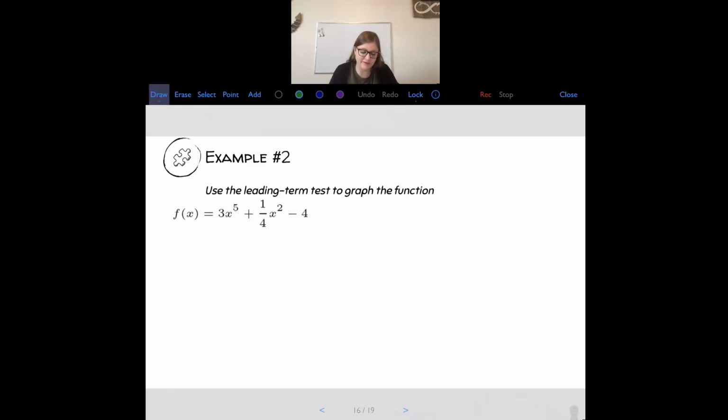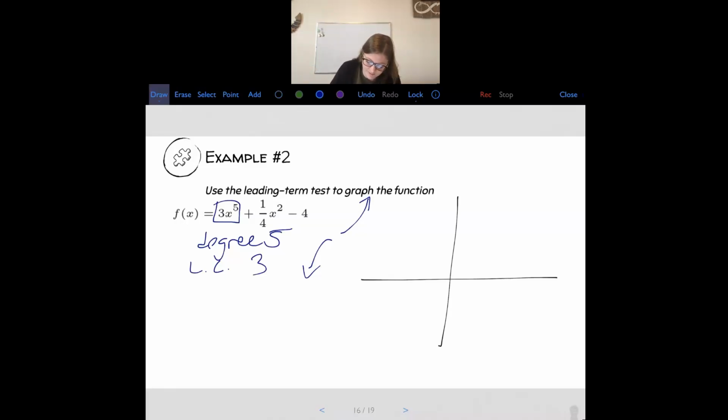Use the leading term test to graph the function. So we have f of x is equal to 3x to the 5th plus 1/4 x squared minus 4. My leading term is 3x to the 5th. My degree is 5, and my leading coefficient is 3. Okay, so my end behavior is going to look something like this. It's going to squiggle. Okay. And so when we're graphing this, it could do something like this. Okay, so make sure that whatever graph you're matching it to matches the degree, the end behavior, and what's happening with the leading coefficient, which tells us the end behavior.